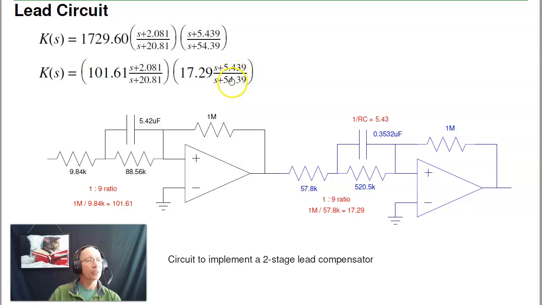Pick this one, the high frequency gain is 17, so 1 meg over this resistor is 17, that's 57K. The DC gain is 1.7. 1 meg over the total is 1.7, gives this as 577K. Here's 57K, this is the remainder, 520K. And the zero, 5.4, is 1 over RC. Gives C as 0.35 microfarads. Do likewise on the first half, put them together. I now have 2 lead compensators cascaded.